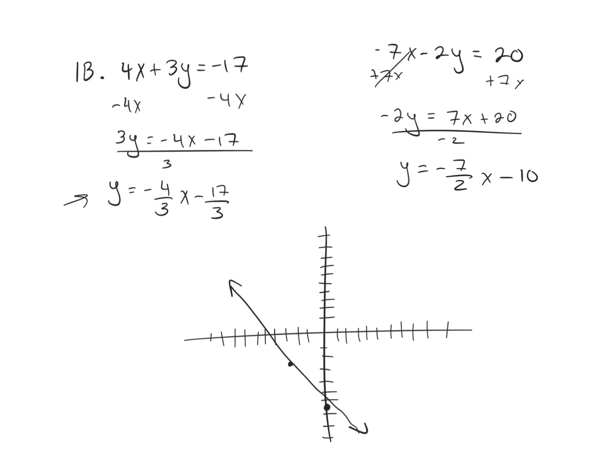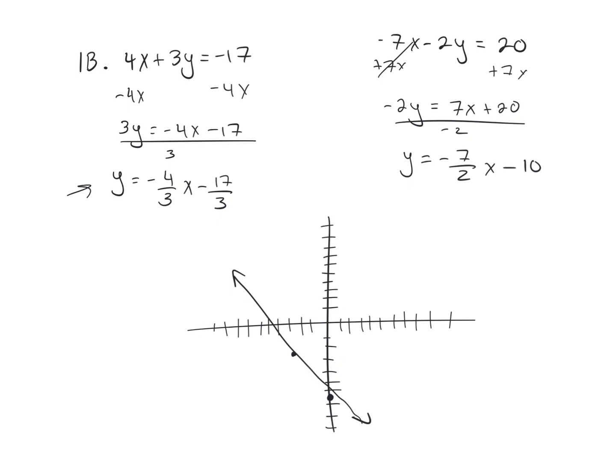Now I'm going to graph the second equation. I'm going to start at negative 10. Right here, and we're going to go up 7. We're going to go left 2, so right there. So it's going to look kind of like this.